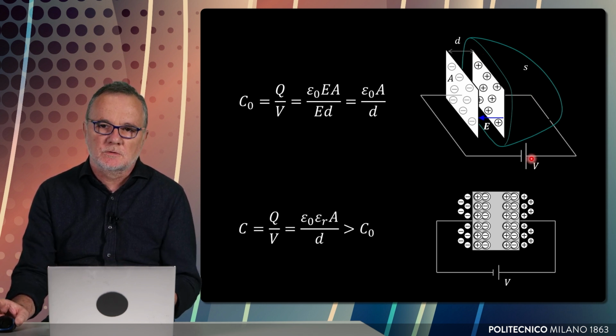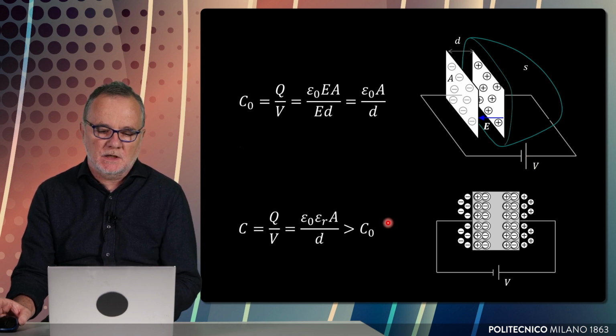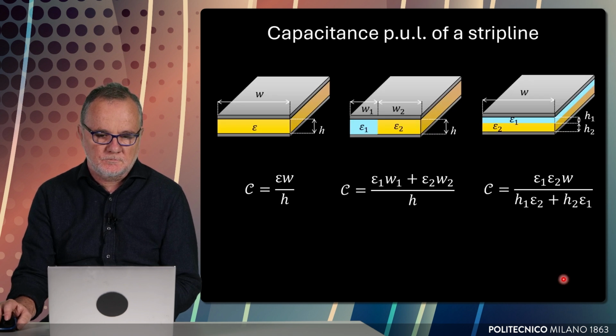If we substitute vacuum with another material, a dielectric, the value of the capacitance increases by the relative permittivity of the dielectric, as shown by this expression, because this contributes to the storing of the charge.